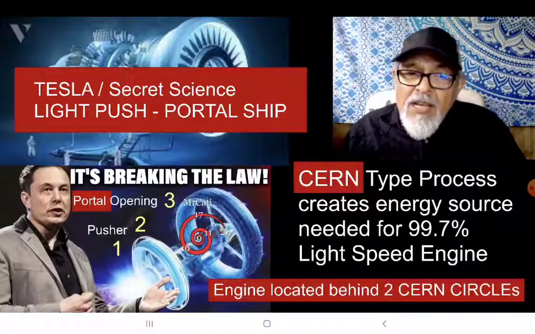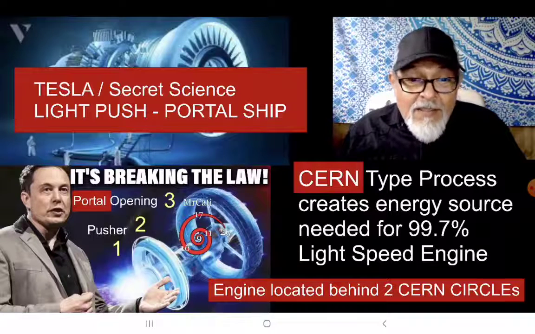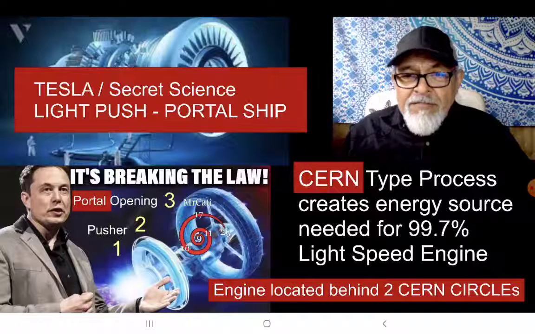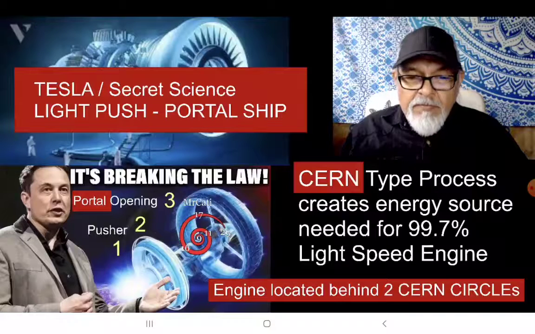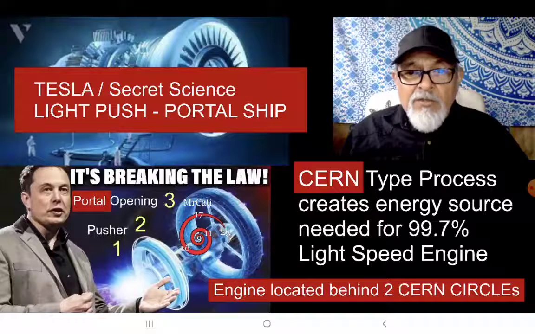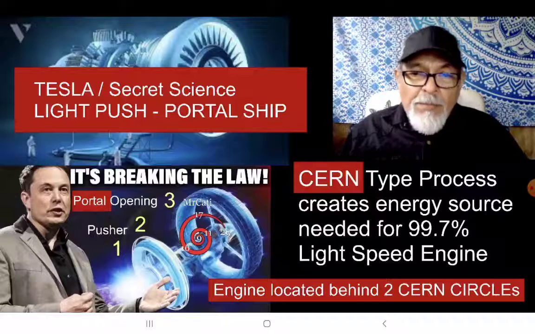But this CERN portal opening at item number 3 is what shields this craft from everything forward of it, okay? Because it's creating a portal opening that is being pushed. So the portal opening opens. Now, I'm not saying we're traveling through it. We're using the portal opening to traverse space. This is what prevents and would shield the craft from everything.